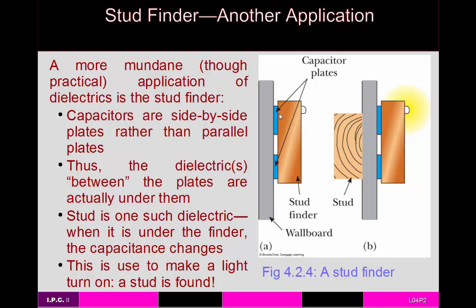Since there is a constant voltage drop across them, it's also going to cause there to be a difference in charge on them, so it basically causes some current to flow to or from the two plates, and as a result you get a little light that lights up and maybe a little buzzer that buzzes, and it tells you, okay, there's a stud underneath here. And it's just basically using a change in the capacitance of the stud finder.